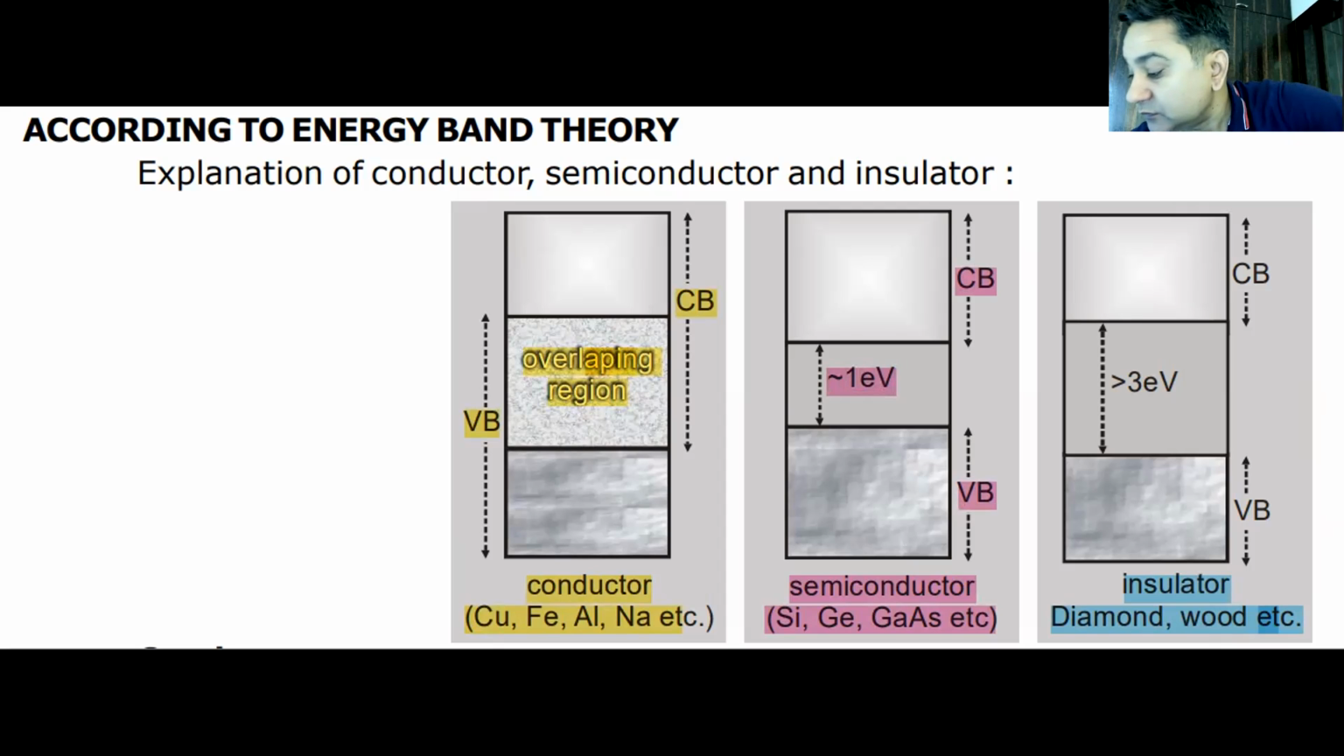But as you can see in the third case, the energy difference between the valence and conduction band in an insulator is very high, and therefore there are no electrons present in the conduction band, and therefore it becomes an insulator. Do we understand this? Please note it down.